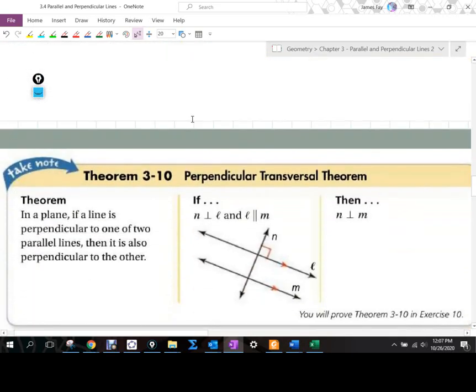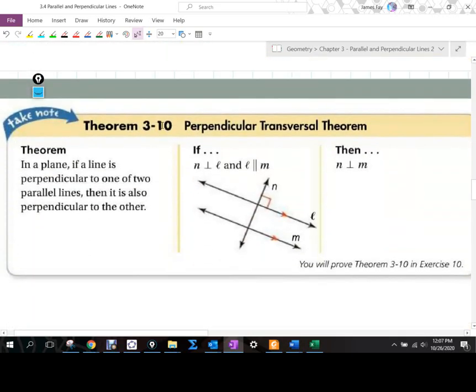Theorem 310, which again, I don't want you to learn by the theorem number, says if a line is perpendicular to one of two parallel lines, then it's also perpendicular to the other. So if that's 90 degrees, and we started with L and M being parallel, then that also has to be 90 degrees because of corresponding angles. And then you have, by definition, two sets of lines that are perpendicular.